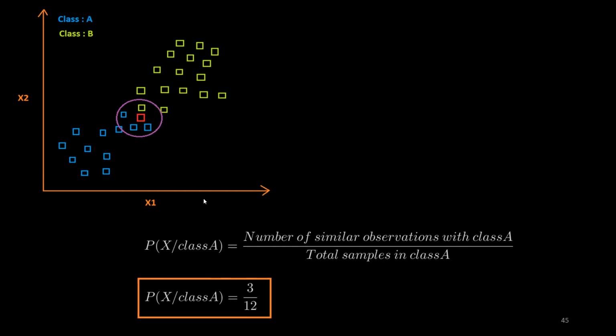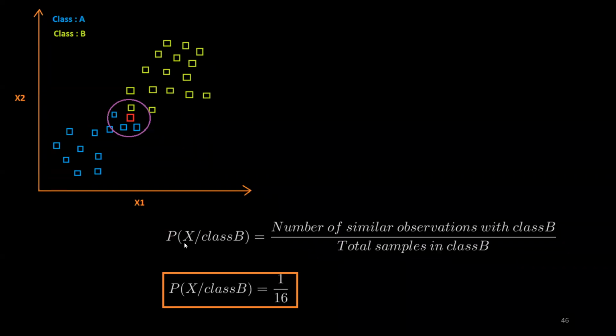In a similar way, we will find the class conditional probability for class B, and the formula is the same, that is the number of similar observations with class B divided by the total samples in class B. In that neighborhood, we have only 1 similar observation with class B, and we have a total of 16 samples in class B. Therefore, the class conditional probability for class B will be 1 by 16. So in this way, we have calculated the prior probabilities and the class conditional probabilities for both classes.